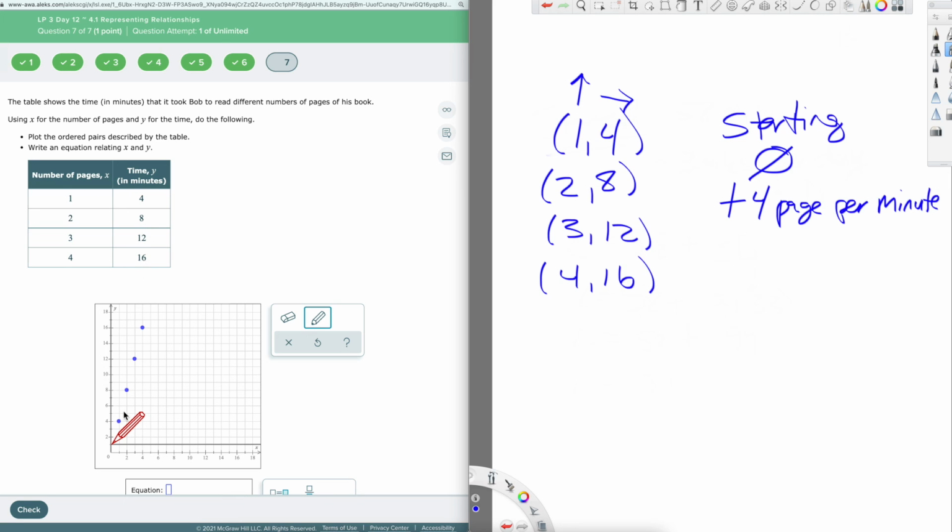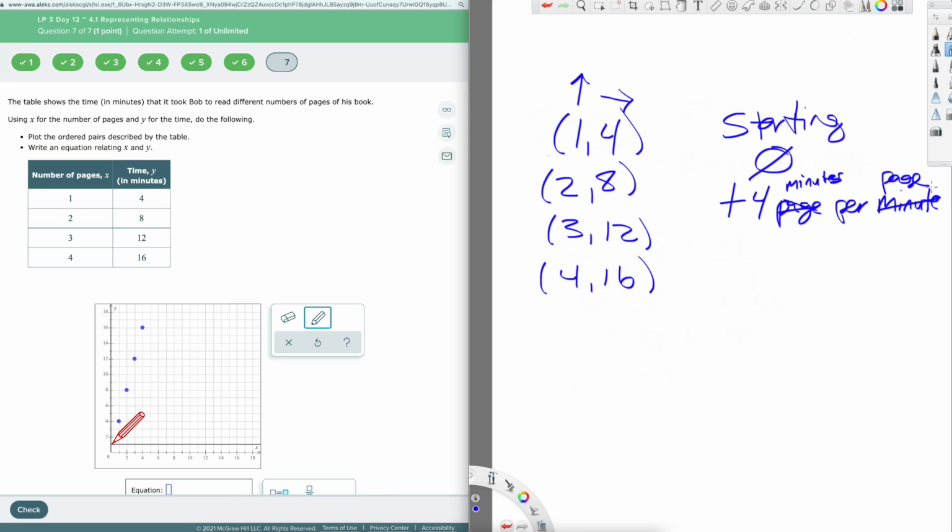I can go up 4, and I'm going over 1 page. Up 4 more minutes, another page. Up 4 minutes, another page. So this is 4, sorry, I wrote that backwards. 4 minutes. I just realized I wrote it backwards. Per page. Ha ha ha. That's the correct way to say it. Right? Because it takes them 4 minutes each time to read a page. That's what it sounds like.